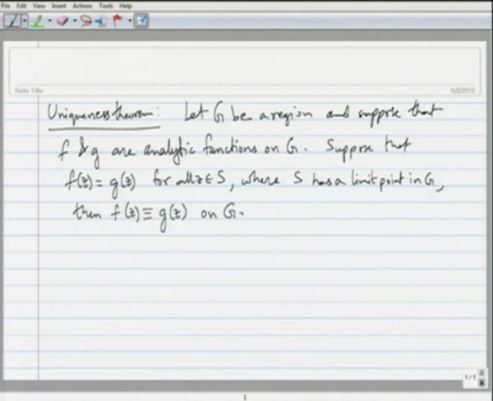So this is nothing but the identity theorem in disguise. We are applying the identity theorem to the analytic function f minus g. If f and g are analytic, f minus g is analytic. So we are just applying the identity theorem on that function. So there is nothing new here, the uniqueness theorem.